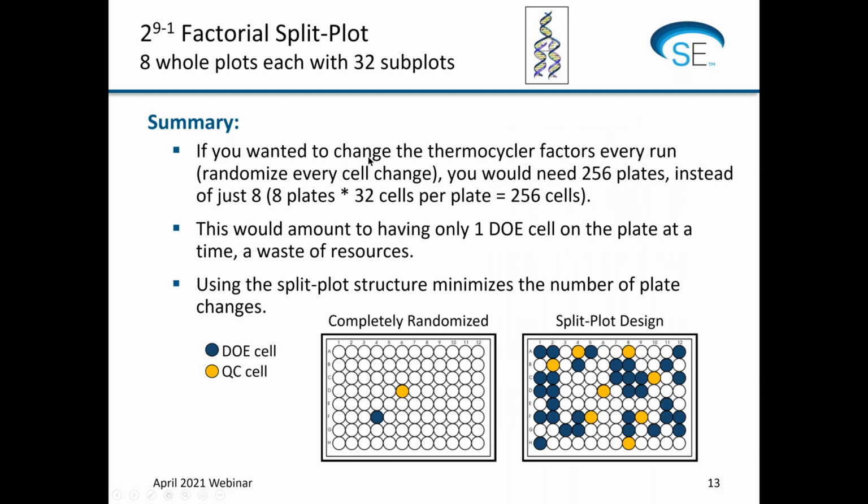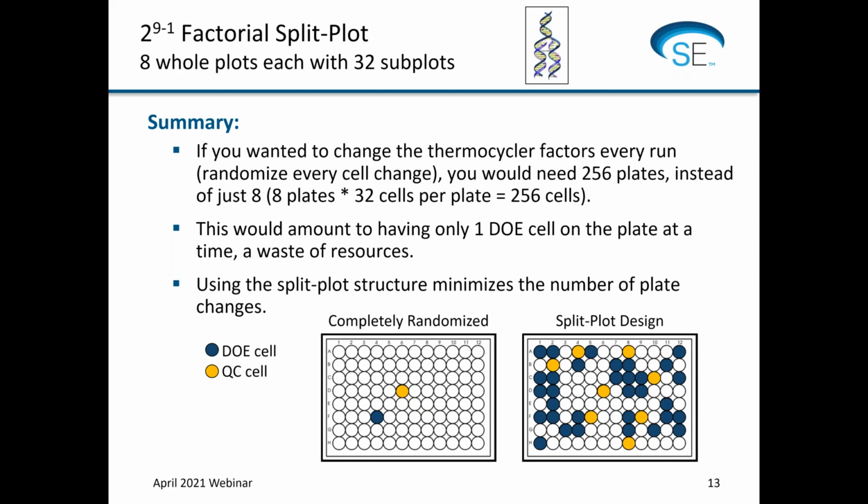Okay, if we wanted to completely randomize this experiment, we'd have to do a single subplot unit on a plate, and also the measurement we're making is always relative to a control, so we always have to have a QC well. So we do a single unit on a plate, pick that plate up, put it in the thermal cycler. So now, instead of using 8 plates, you'd have to do the 256 experiments, each experiment on a separate plate. And this would amount to just having 1 cell on each plate, and it'd be a really big waste of resources.